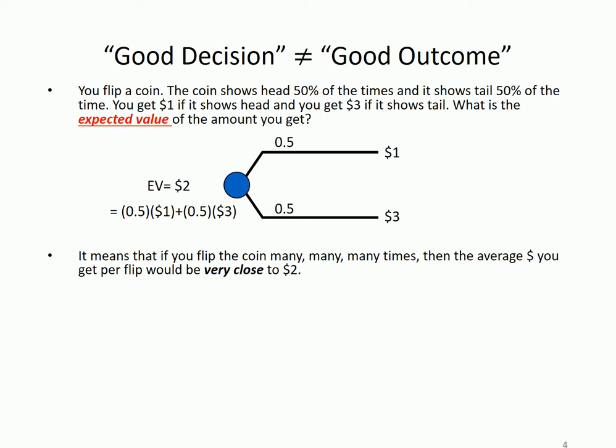So what does that mean? It means that if you flip the coin many times, then the average amount you will get per flip will be very close to $2. It doesn't mean that you will get $2 every time. Sometimes you get more, sometimes you get less, but on average, you'll be very close to $2. So expected value is an estimate of the so-called long-run average of the outcome.